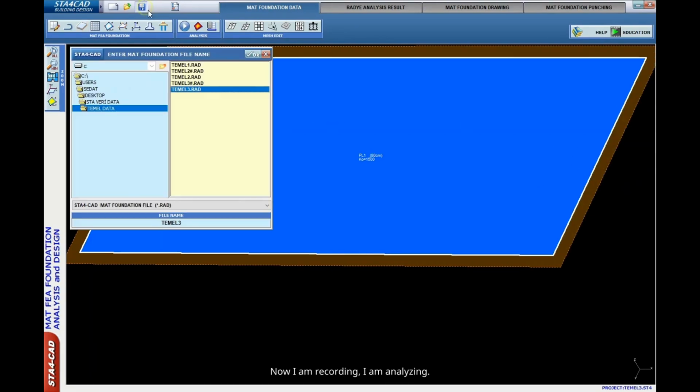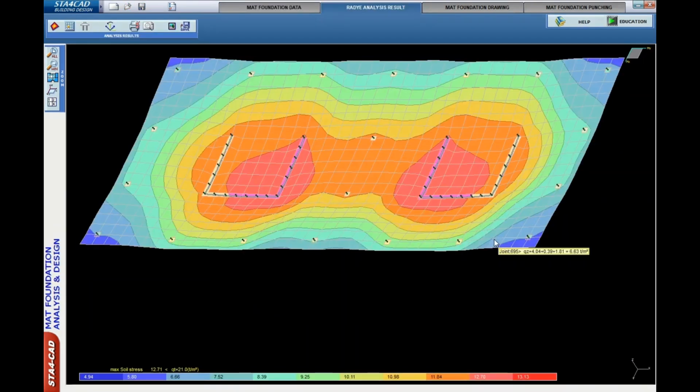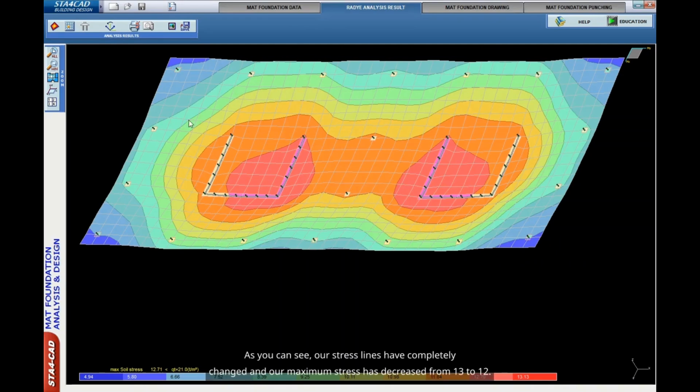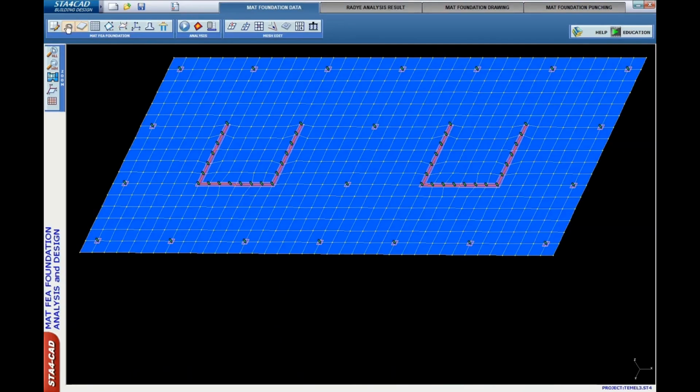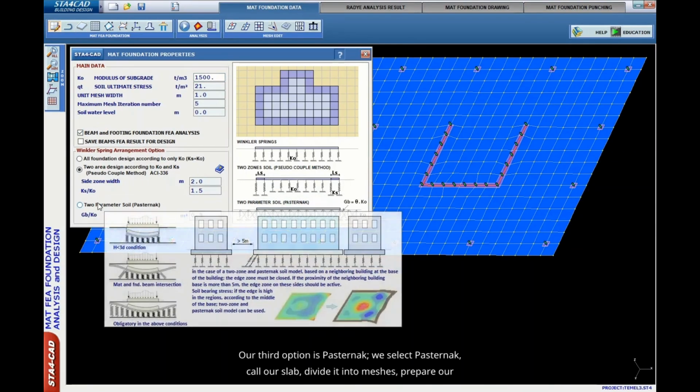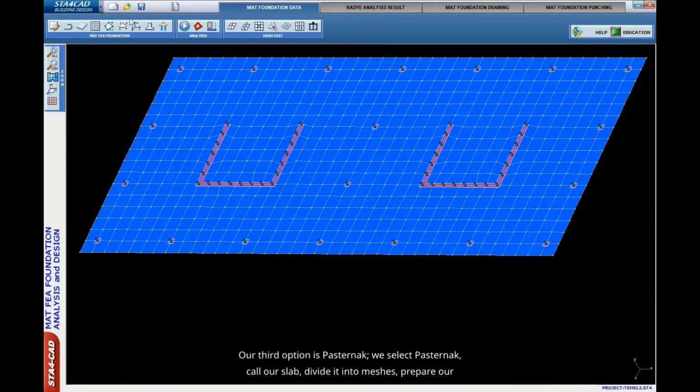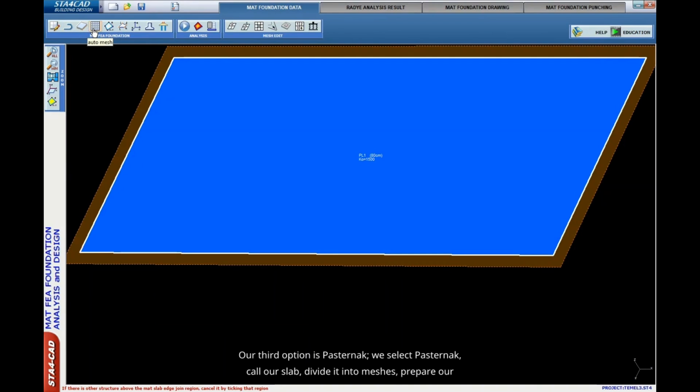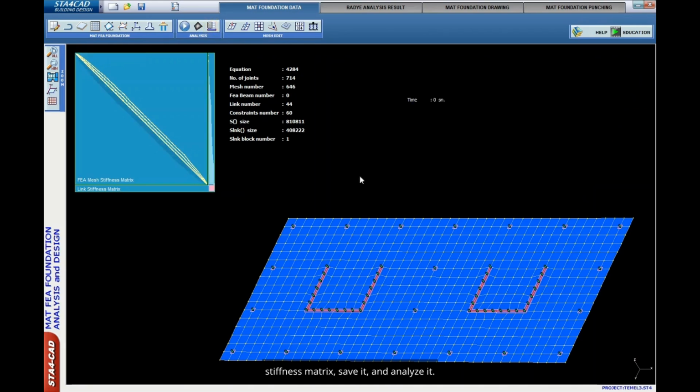Now I am recording. I am analyzing. Yes, our analysis is complete. As you can see, our stress lines have completely changed, and our maximum stress has decreased from 13 to 12. Now let's try our third option. Our third option is Pasternak. We select Pasternak. Call our slab. Divide it into meshes. Prepare our stiffness matrix. Save it and analyze it.